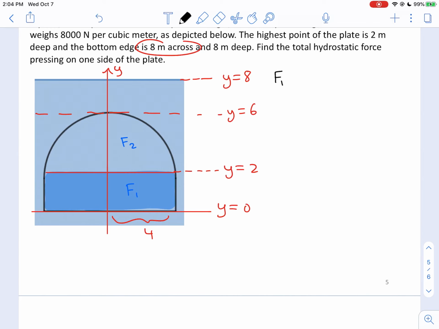So let's do force 1. The nice thing about force 1 is that when you draw a horizontal strip across here, imagine the strip starting there and then finishing right there, that the L isn't changing, right? The length of the strip is always constant, at least for this part of the plate.